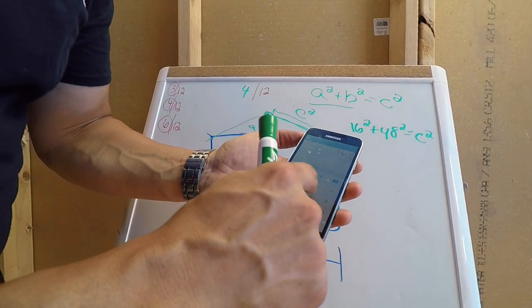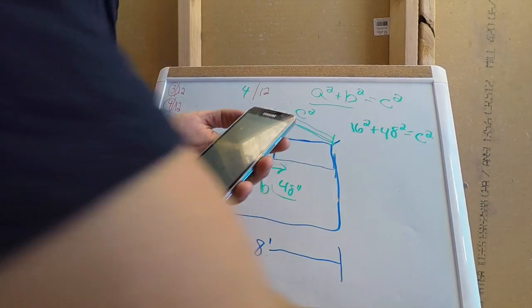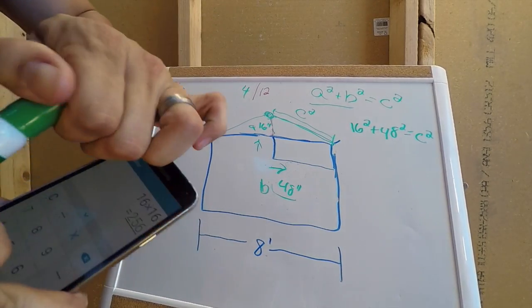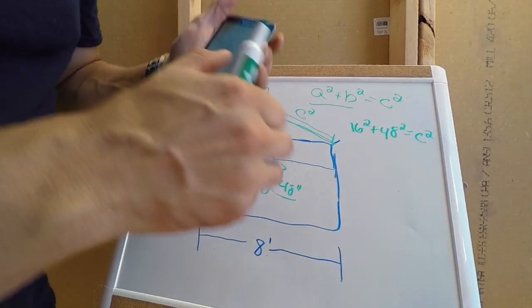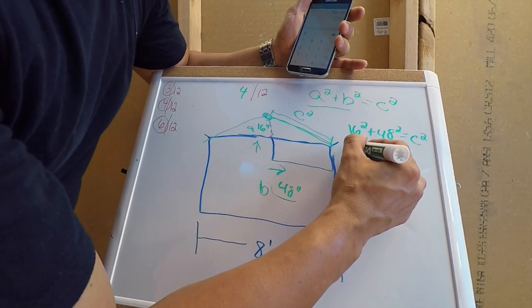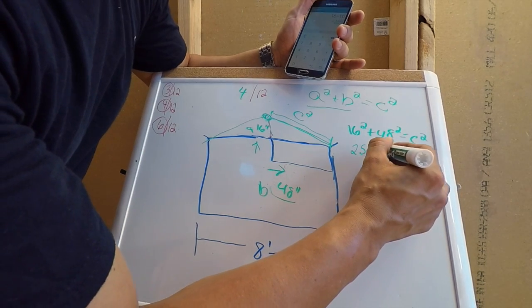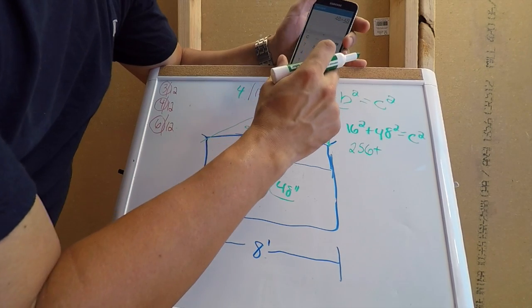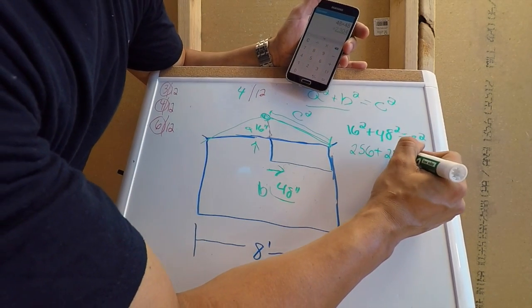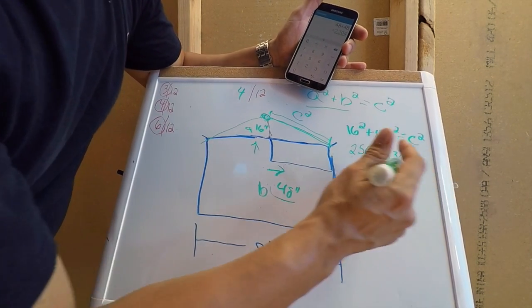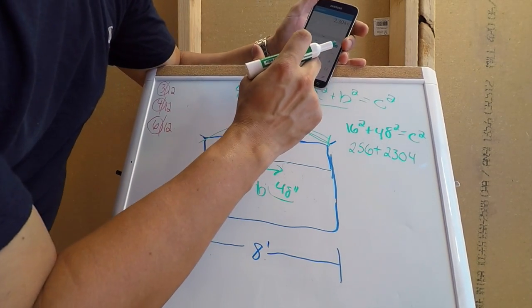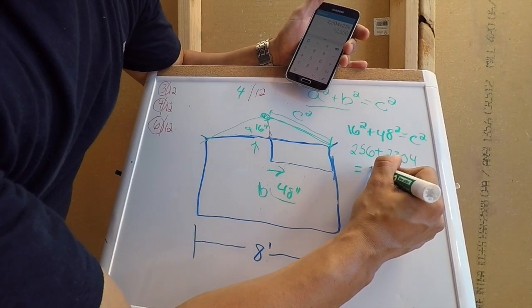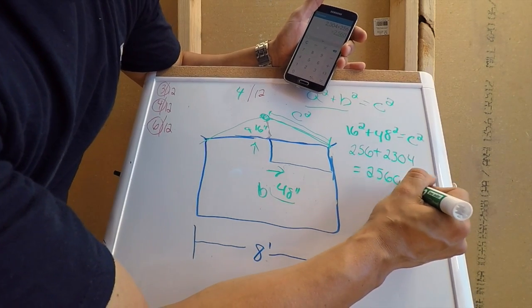16 times 16 equals 256. Two, 5, 6 plus 48 times 48 is 2,304. Add these numbers together, plus 2, 5, 6. It's going to give you a total of 2,560.